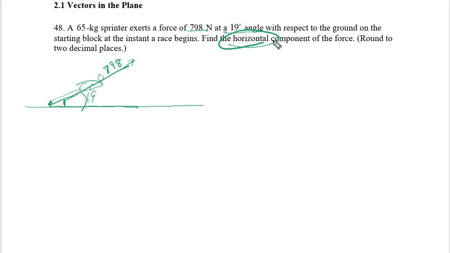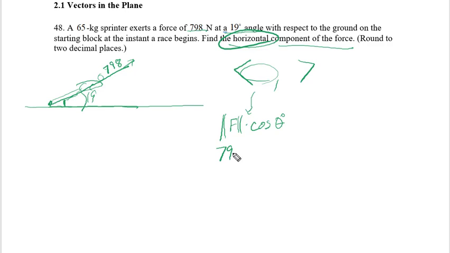We're trying to find the horizontal component of the force. So just like with the previous problem, we're looking for the vector, only this time we're only looking for the horizontal component, which would be the first number. Very much like what we just did, this is going to be the magnitude of that force times the cosine of the angle that it makes with the axis. So for ours, that would be 798 and the cosine of 19 degrees.